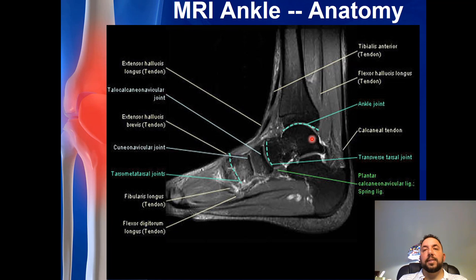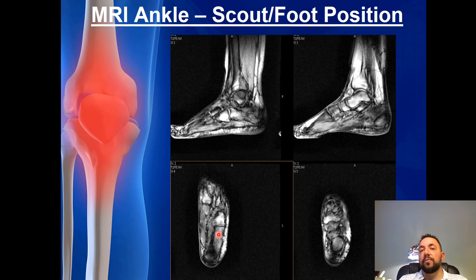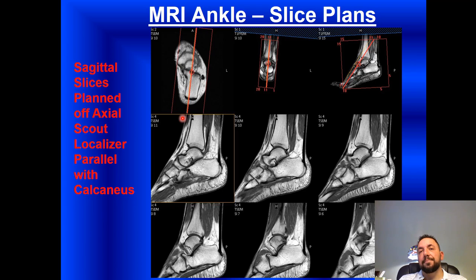And again, looking at the talus and the various anatomy. Typical protocol, 3 to no more than 4 millimeter slice thickness. The talus oblique at 2.5 with as small a field of view as possible to give you the best detail. You want to have good flexion position of the ankle and good signal.